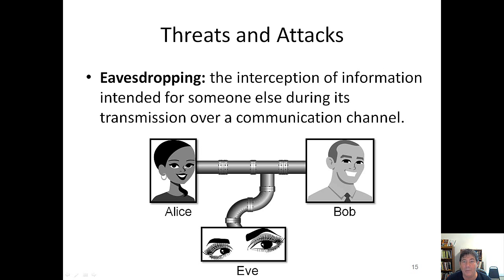So let's talk about some threats and attacks. Let's start with eavesdropping. This is the interception of information intended for someone else during its transmission over a communications channel. And here you see the classic illustration with Alice and Bob in a conversation and Eve somewhere in the middle listening in.